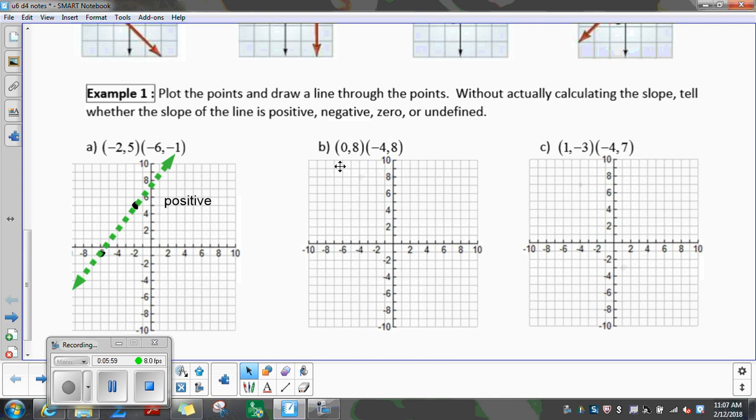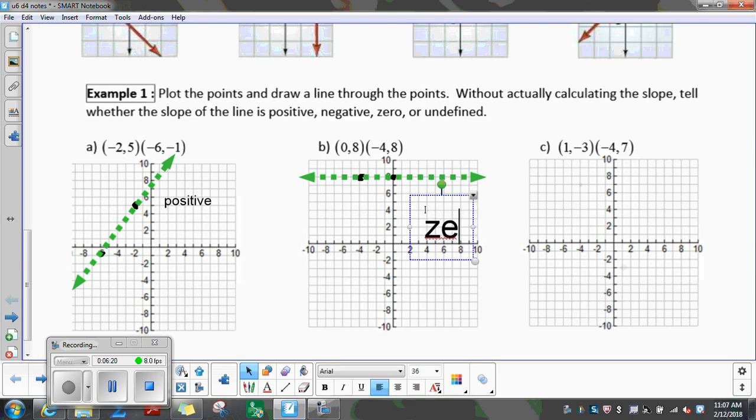Now this one, I go ahead and plot. I got 0, 8, so when x is 0, right here, y is 8, right there, and negative 4, 8, so x is negative 4, y is 8. Draw my line. So I'm going to draw a line right here. So that is a horizontal line, which means it has a 0 slope.